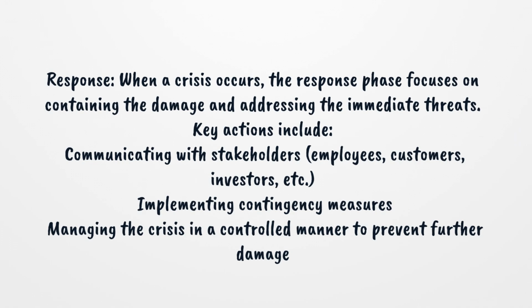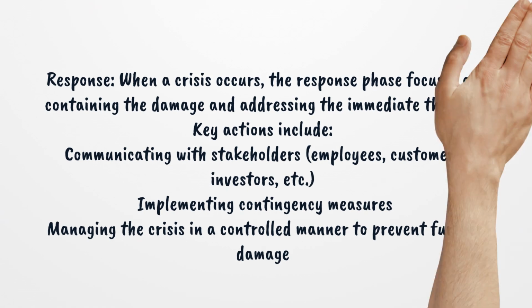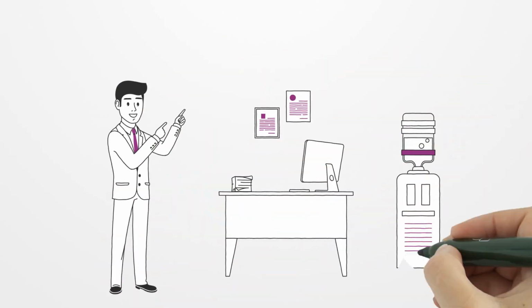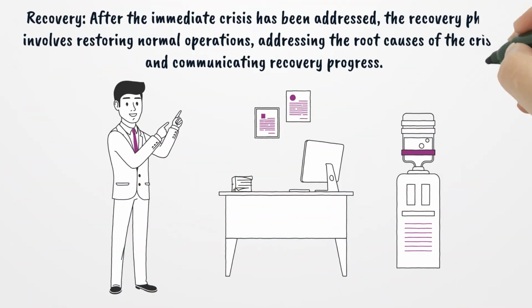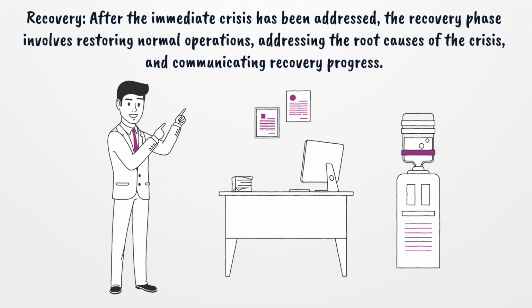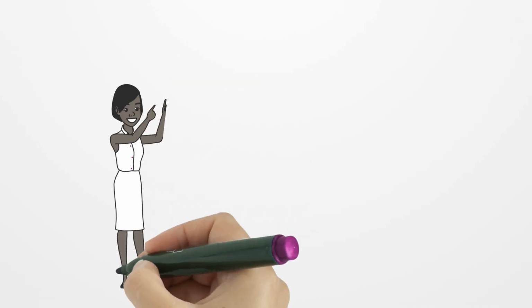Response. When a crisis occurs, the response phase focuses on containing the damage and addressing the immediate threats. Key actions include communicating with stakeholders, employees, customers, investors, etc. Implementing contingency measures. Managing the crisis in a controlled manner to prevent further damage. Recovery. After the immediate crisis has been addressed, the recovery phase involves restoring normal operations, addressing the root causes of the crisis, and communicating recovery progress.